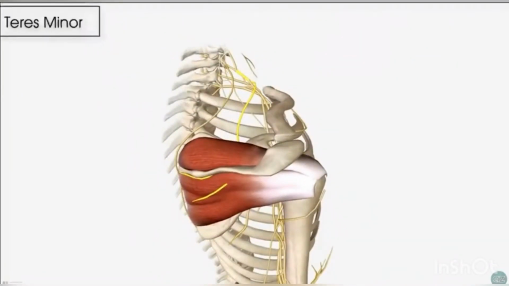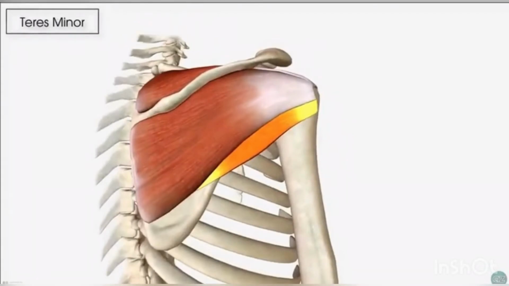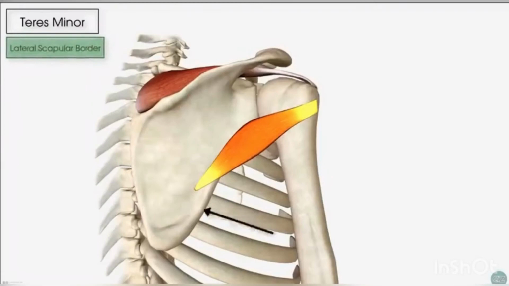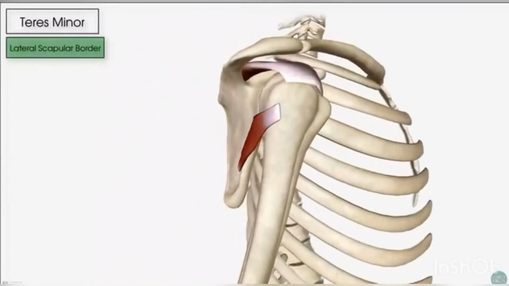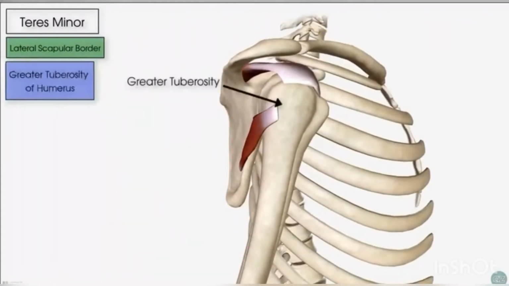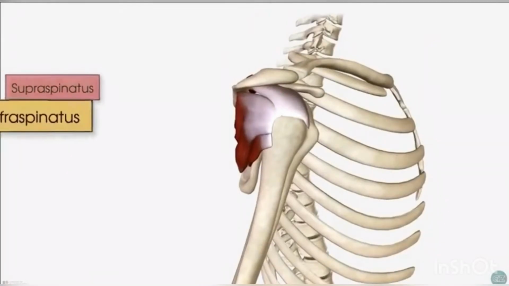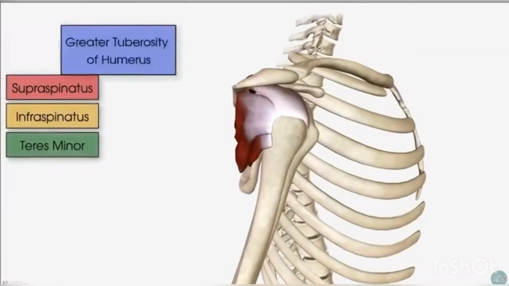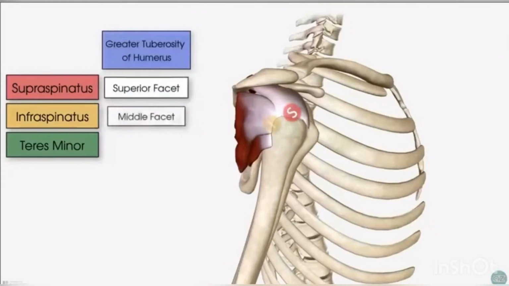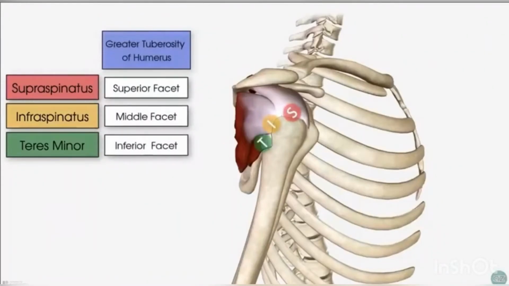Next, we have the Teres Minor muscle. The Teres Minor muscle is located just inferior to the infraspinatus on the lateral border of the scapula. It then inserts onto the greater tuberosity of the humerus on its inferior facet. So the muscles so far, the supraspinatus, infraspinatus, and Teres Minor, all insert onto the greater tuberosity on the superior, middle, and inferior facets respectively.